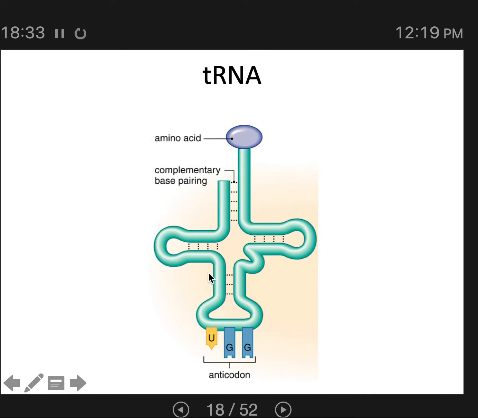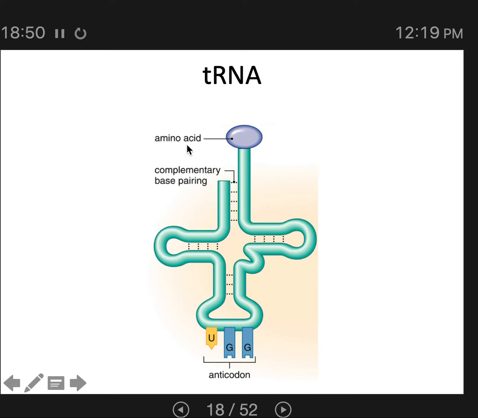But the way this is drawn is a little bit deceiving because it makes you think that this is the only place where there are nitrogenous bases. This is a string of nucleic acids. Nitrogenous bases are all over the place. In fact, it's nitrogenous bases that hold the structure together.